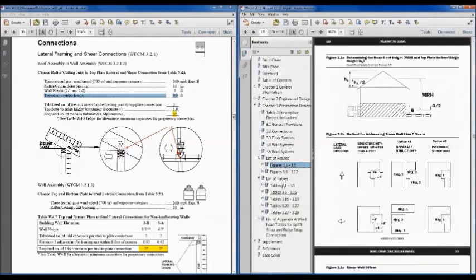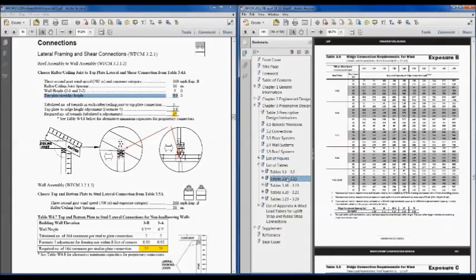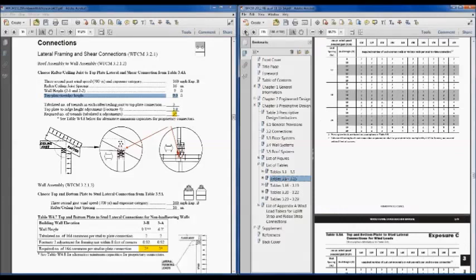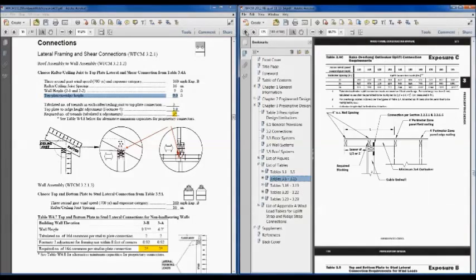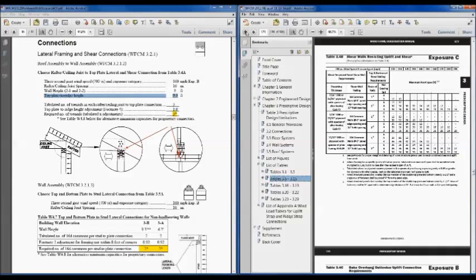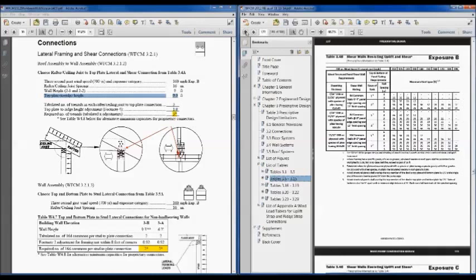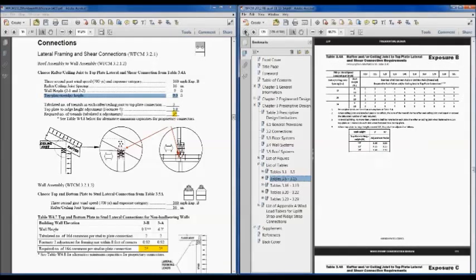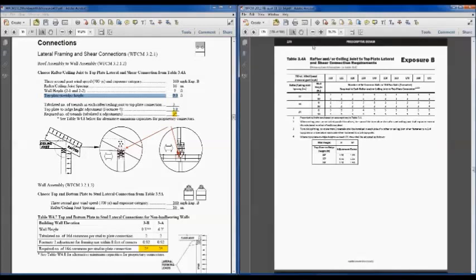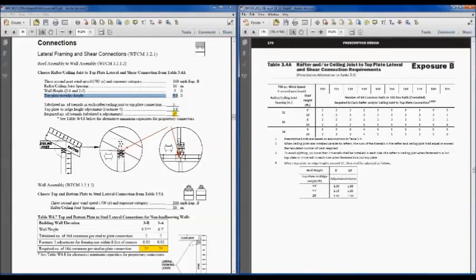3.4. Bear with me while I get to table 3.4. I believe it's A, because this is the prescriptive table, and in just a second I'll show you another option. So table 3.4A is the prescriptive rafter ceiling joist to top plate lateral and shear connection requirement.